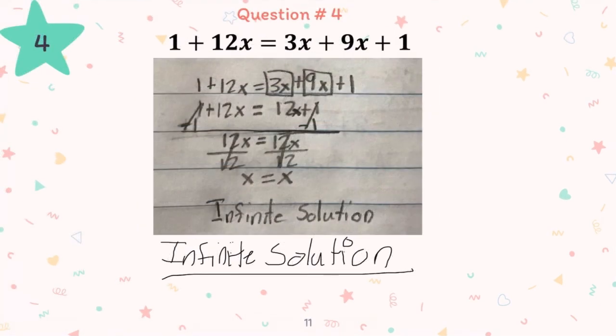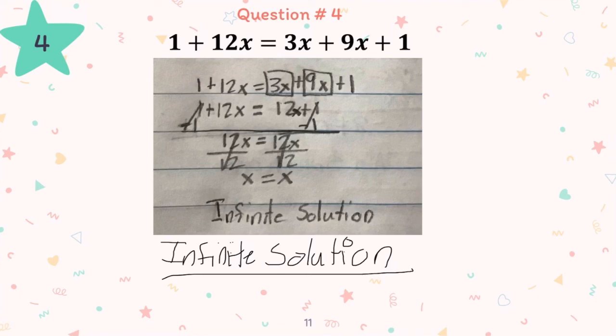So for this problem, the equation is 1 plus 12x equals 3x plus 9x plus 1. So first, on the right side, I added 3x plus 9x, which equals 12x. So I rewrote the problem, and now I have 1 plus 12x equals 12x plus 1. So to get the 12x by itself, we subtract 1 on both sides, 1 minus 1, and they cancel each other out.